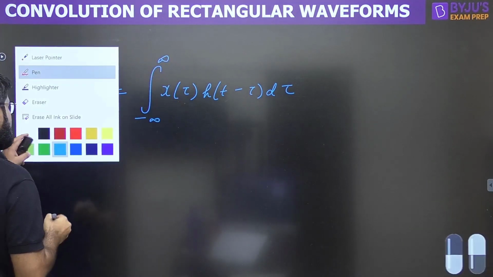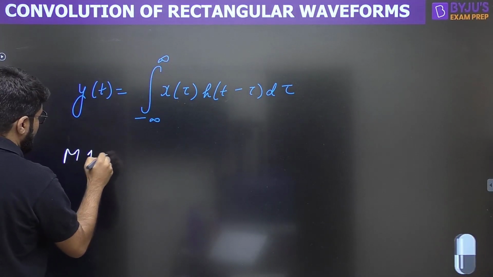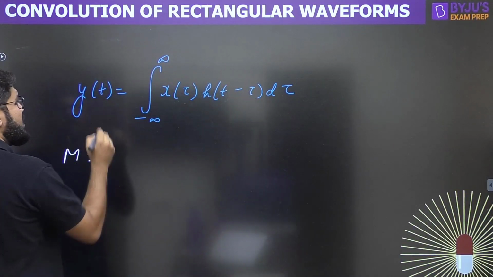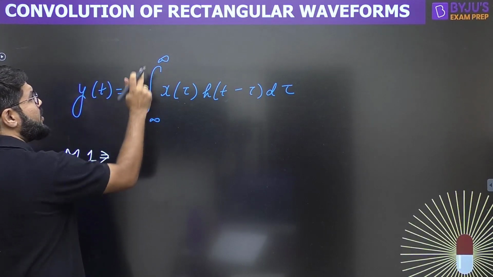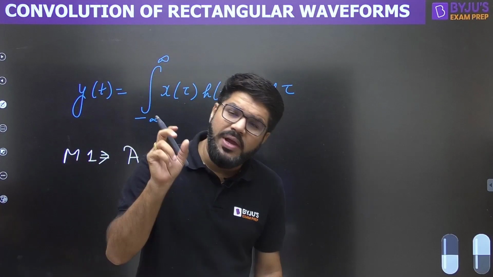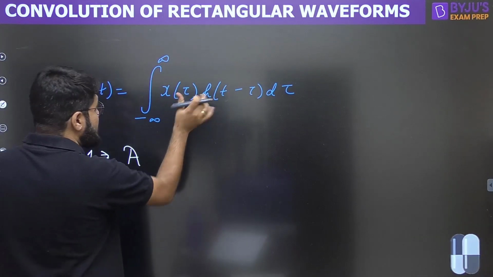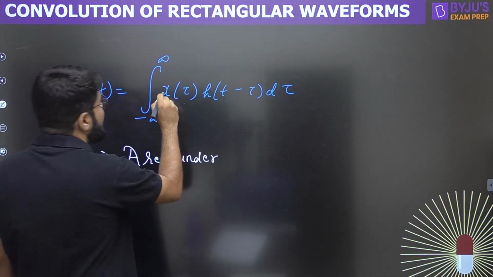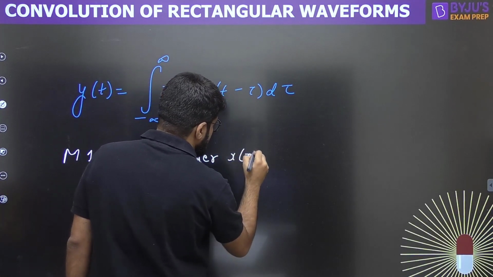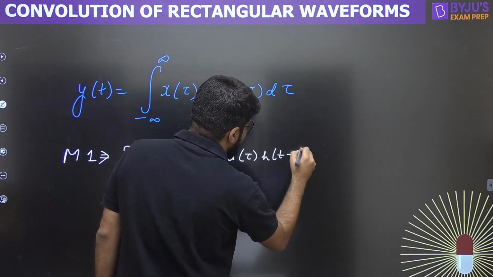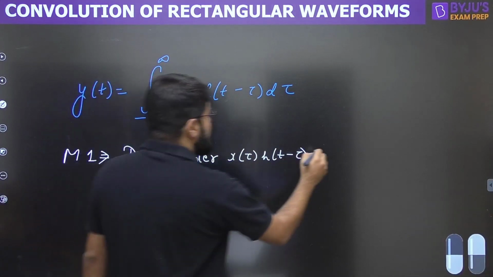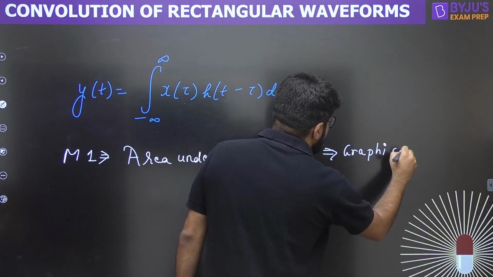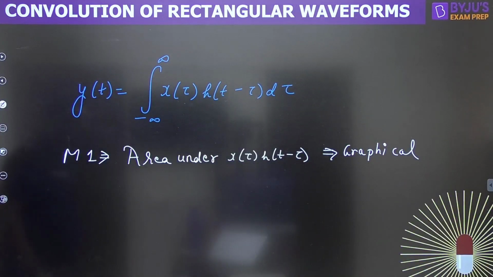There are three different methods. What is method number one to solve this question? Method number one is solving this as an area, because the integral of a function is equal to the area under the curve of that function. Which function? The area under x(tau) h(t minus tau). Since we are going for area, we are going into graphs. This is the graphical method of solving the convolution.